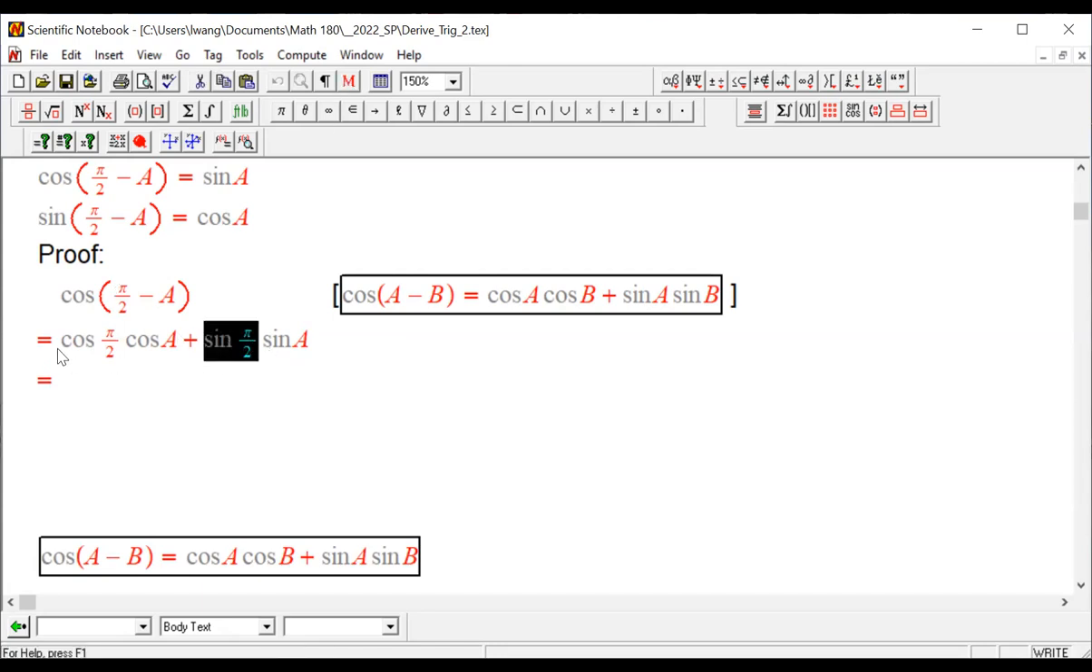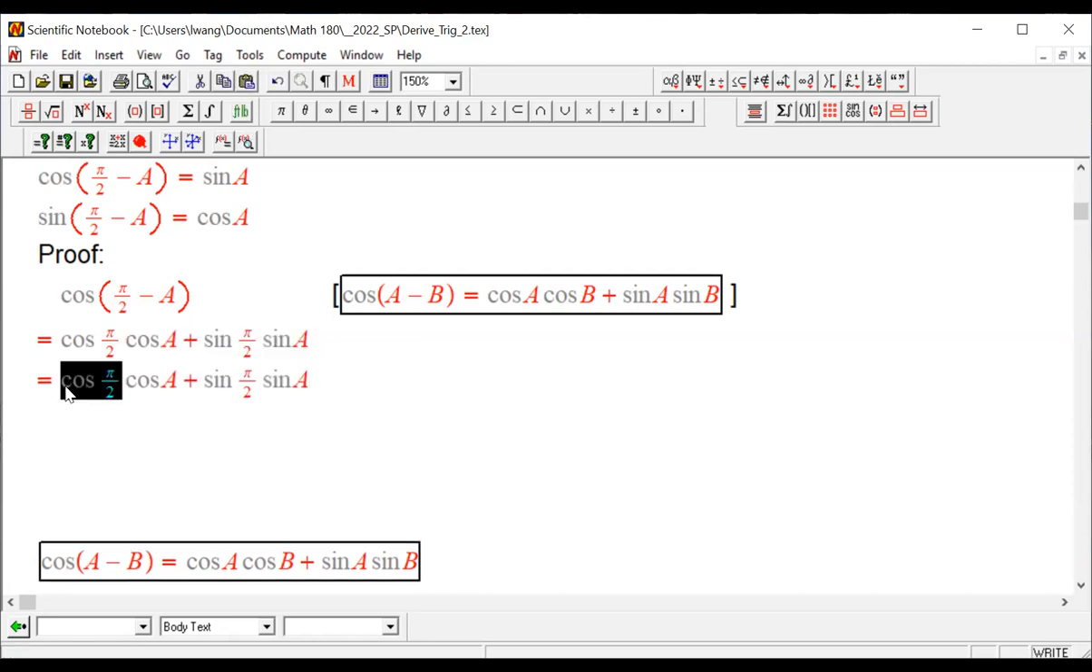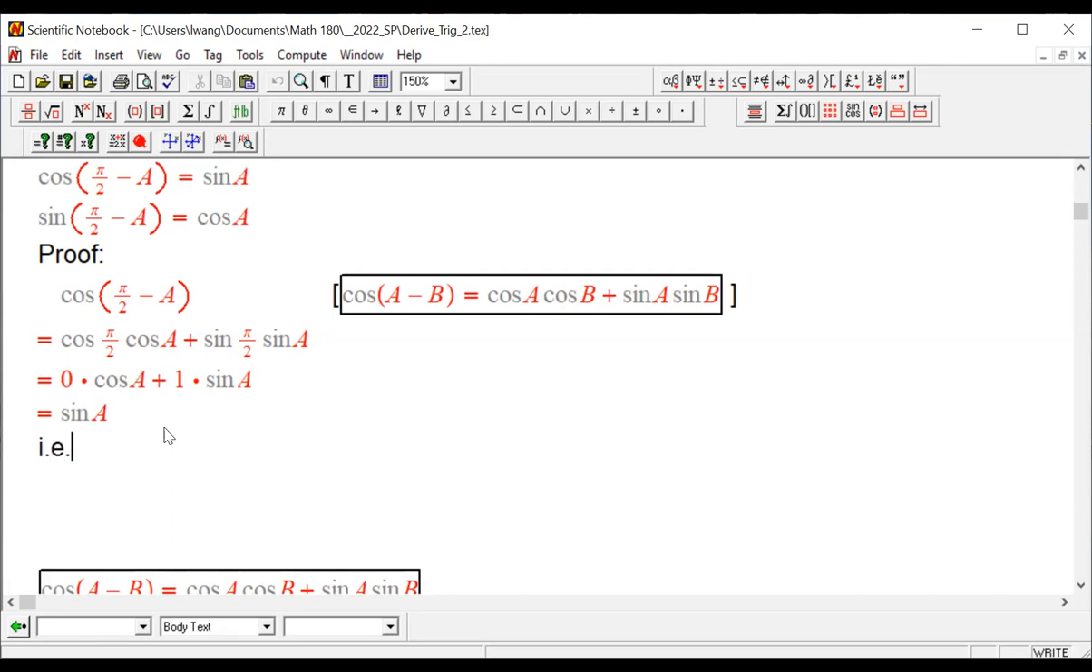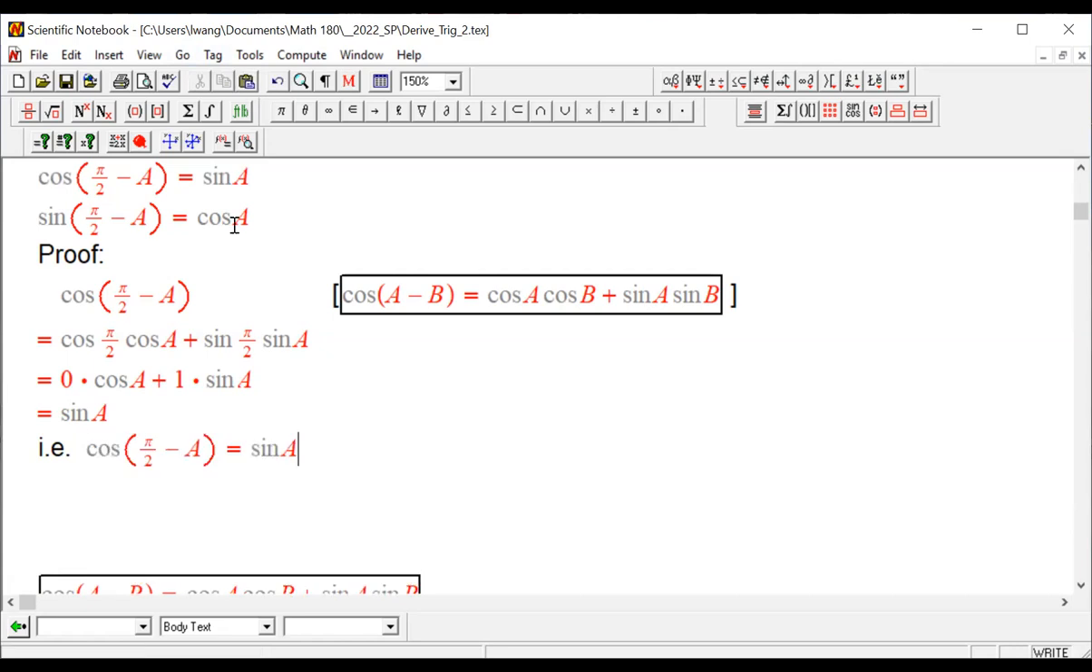Sine pi over 2 is 1, right? So what do we have? Basically, cosine pi over 2 is 0. So 0 times cosine a, that's going to be 0. Sine pi over 2 is going to be 1. So 1 times sine a is sine a. So in the end, we get sine of a. That is we have proved the first one, okay? So i.e. that cosine pi over 2 minus a is equals to sine a, okay?